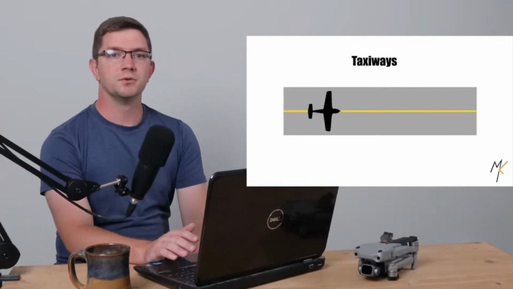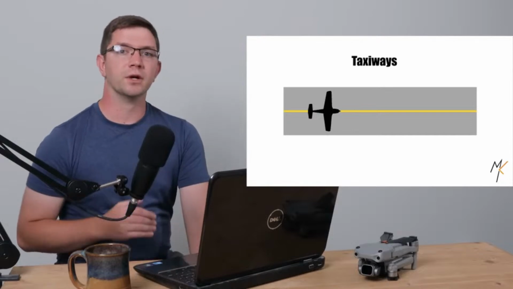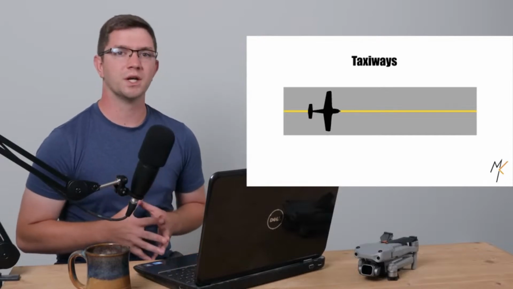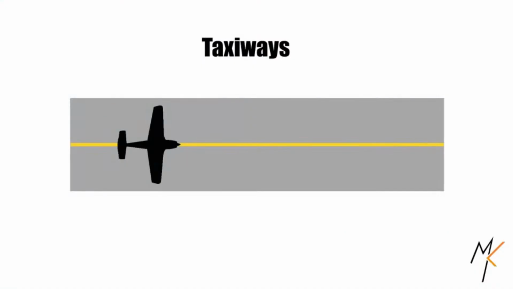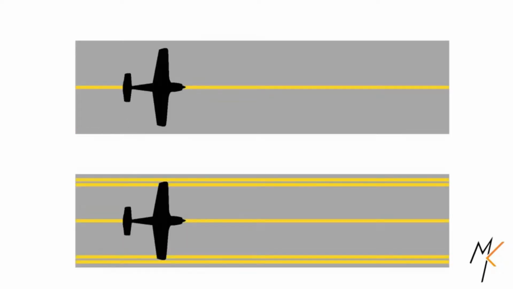Let's talk about taxiways. These are what aircraft use before and after a flight to navigate around the airport. You'll know if you're on a taxiway when you see a yellow center line just like this one. Some airports may have just the center line. Others may have edge markings like this right here. Just note, taxiways are painted with yellow lines.